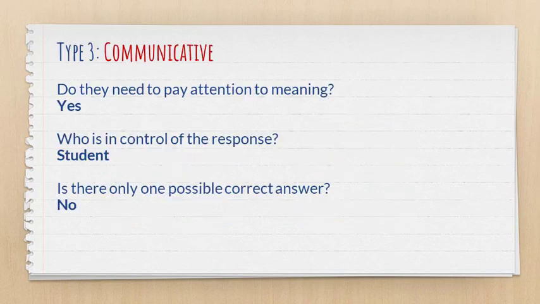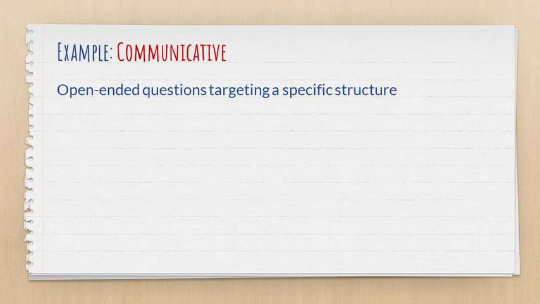Sure. The last type of drill is a communicative drill, where the students need to pay attention to meaning. The students are the ones in control of the response, meaning that the teacher doesn't know exactly what the student will respond. And there could be more than one possible answer. Wilga Rivers described communicative drills as self-expression. The classic example of a communicative drill is a series of open-ended questions targeting a specific structure. The students can answer by providing information that is true for them.